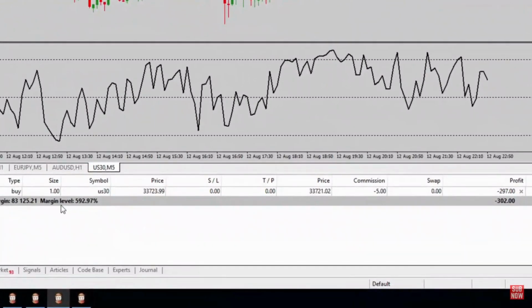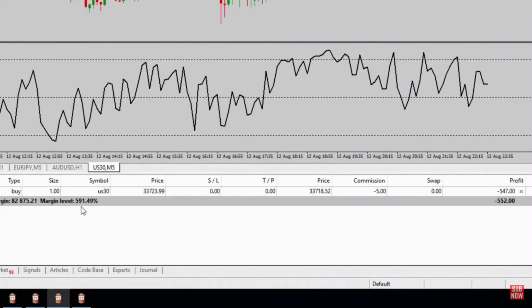I want to look at margin level percent. Right now it's at about 590%. Now, that's pretty low. However, I'm not going to blow out my account. Blow out meaning the broker says you went too far, I'm going to shut you down. You always want to be paying attention to, and again, I'm giving you an introduction to margin level percent, you always want to pay attention to this number here.